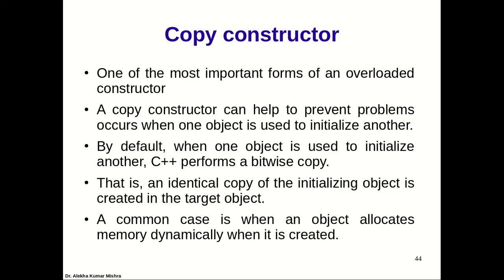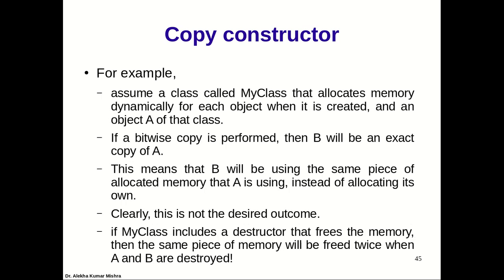This one is allowed. If you do this, it performs a bitwise copy, meaning everything is copied bit by bit from the R value object to the L value object. It is an identical copy of the initializing object created in the target object. The target object is always present in the L value, right? A common case is when an object allocates memory dynamically. Now let us see what happens. Assume that I have a class, my class, which allocates memory dynamically for each object whenever it is created, right?